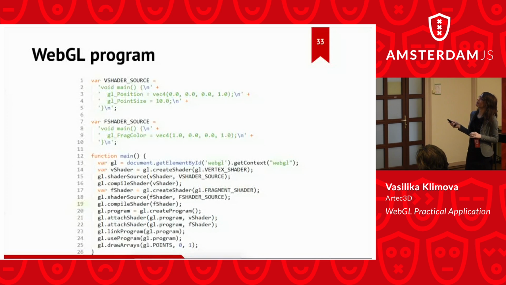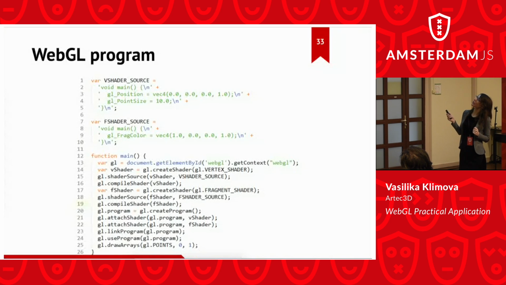Let's look at a simple WebGL program. Let's try to understand what this program is doing. Maybe some of you know what it will render in the end. You can tell me. Okay, we have 2 global variables, V shader source and F shader source. And inside, we should have a void main function. It's necessary for the shaders.